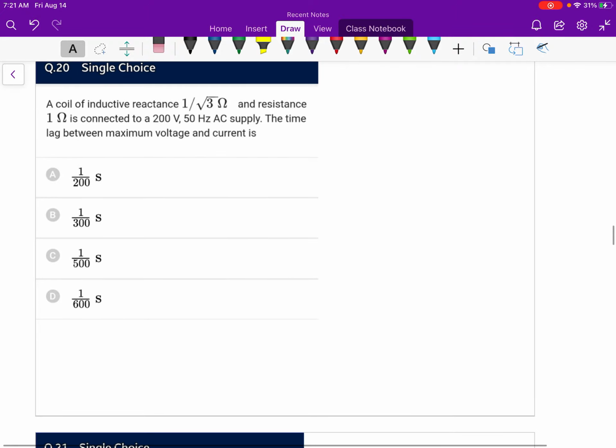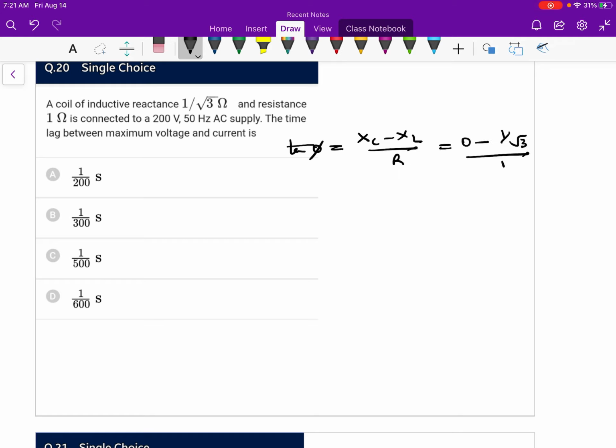A coil of inductance this and resistance this is connected to this, a time lag between maximum voltage and current. Okay, so we need to first find the phase difference, time lag, phase difference between the current and voltage. So tan phi is XC minus XL upon R, which is 0 minus 1 by root 3 upon 1 by root 3, so minus 1 by root 3. So phi is minus pi by 6.